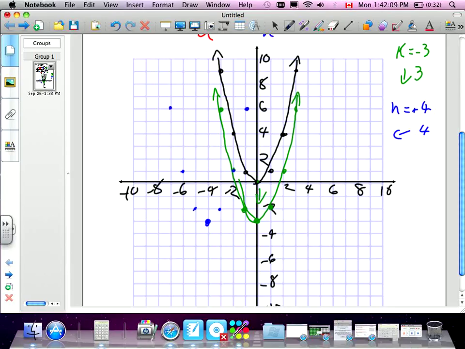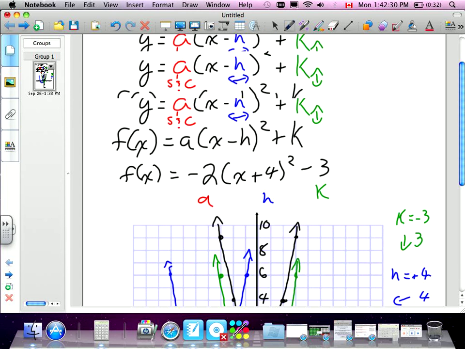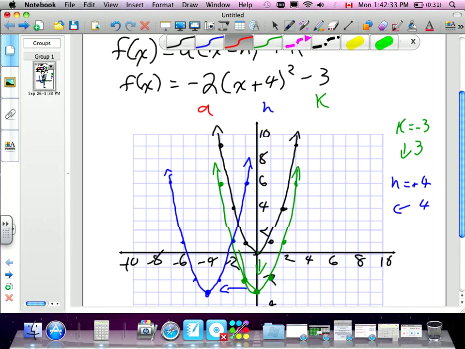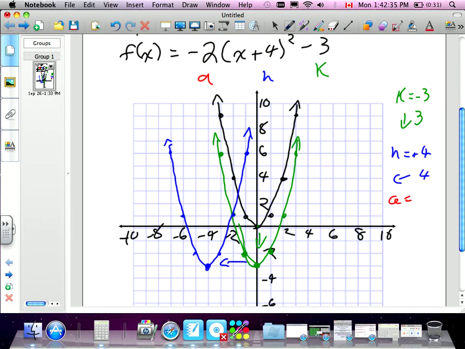So again, same shape as our original black graph and our other green graph. The only difference is it has been shifted down 3 units, and now it's been shifted to the left 4 units. So now we're at the blue parabola. Finally, the last thing we need to deal with is our A. A is negative 2. So there are actually 2 changes we're going to have to make because it's negative 2.